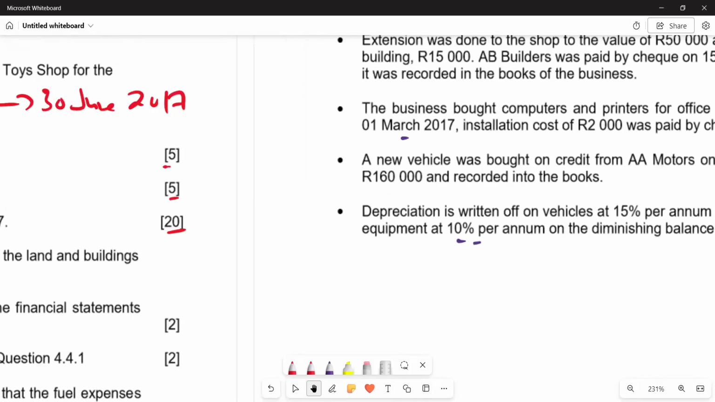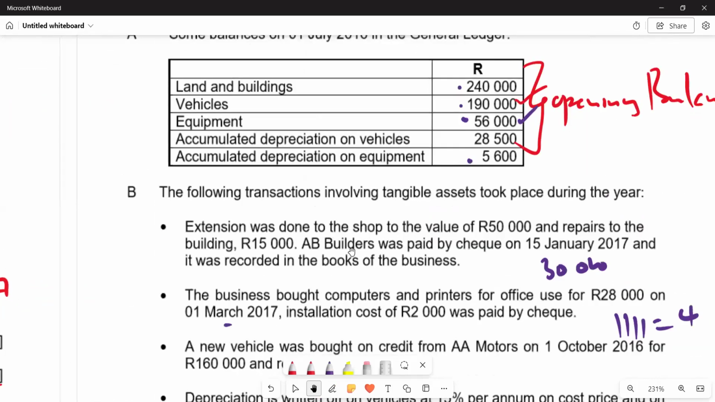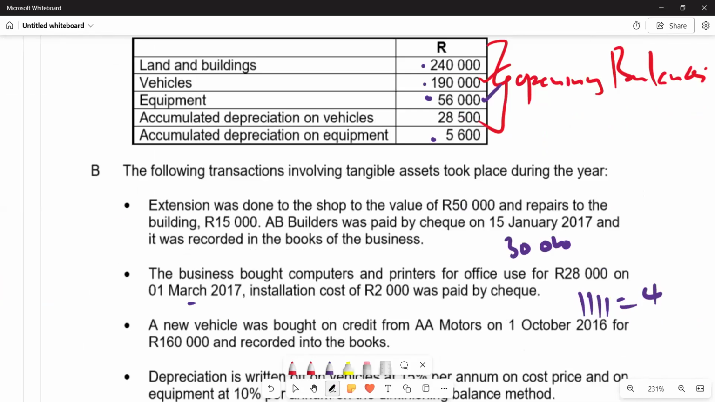So we'll start with the land and buildings. Point number 1 is saying an extension was done to the shop to the value of 50,000 rands and repairs to buildings 15,000 rands. AD Builders was paid by cheque on 15 January 2017 and it was recorded in the books of the business. So we are going to consider our 15,000 as a revenue expenditure.